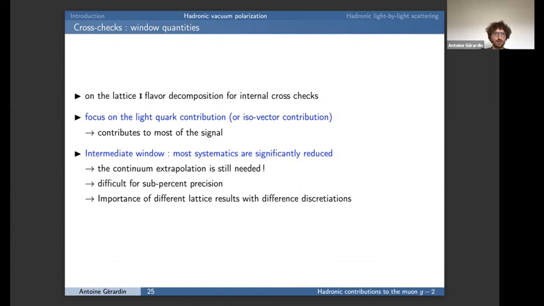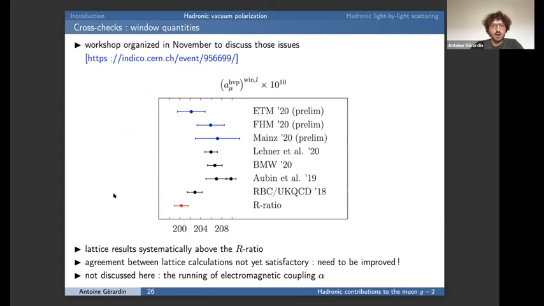In addition, on the lattice, it is also possible to do a flavor decomposition. And so in the following, I will focus on the light quark contribution. Here, as a result, for this light quark contribution for this intermediate window, in blue you can see the published lattice results, and in blue, the preliminary lattice results.